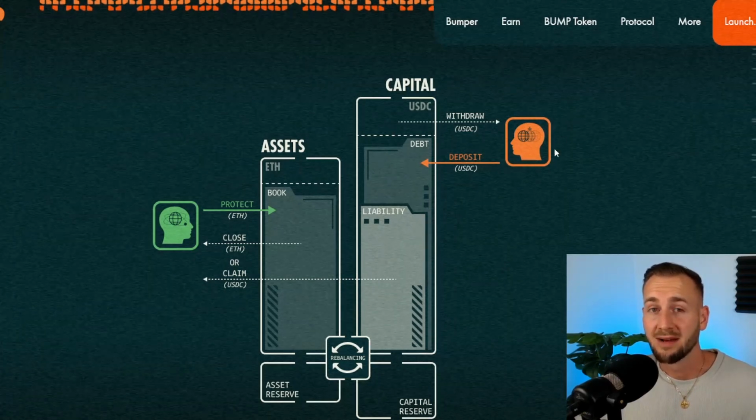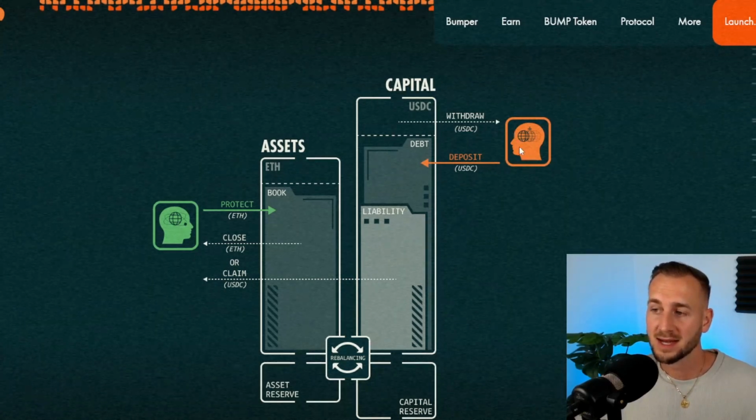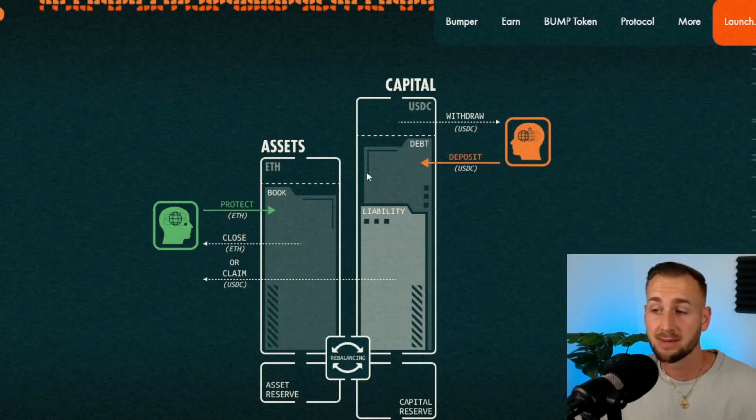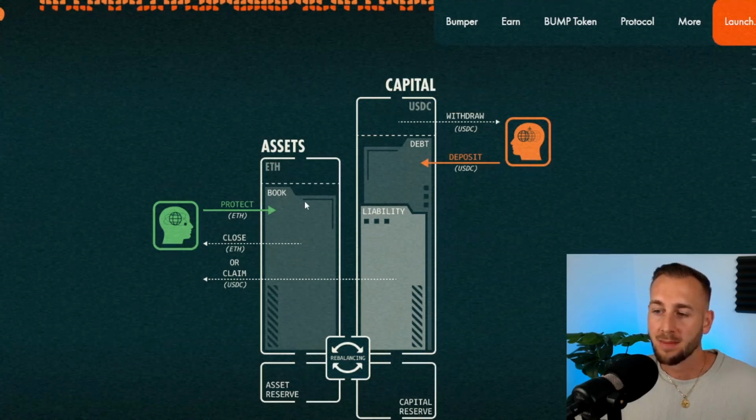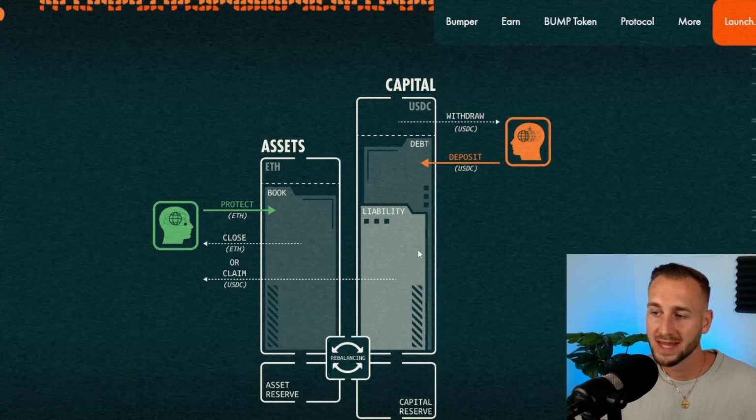On the flip side, we have the makers over here. These guys have USDC. They bring that to the table, deposit it into the pool. They have to select the level of risk they want to take, as we saw in the previous diagram, plus the amount of USDC they wish to deposit and the duration also. Now the premiums paid from this side come over to the pot for these guys over here, and this is where that real yield is coming from in USDC.